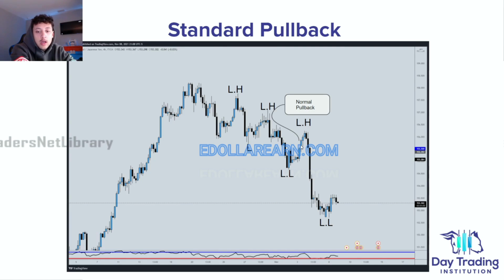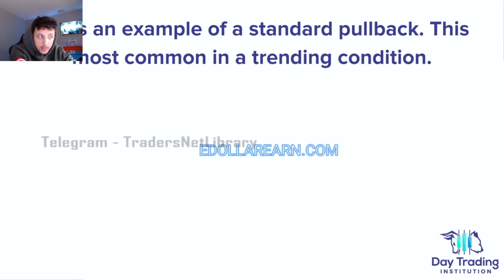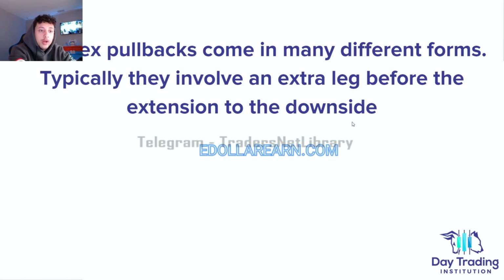Notice how price just went bullish and then right after that it went bearish. This is going to be our extension. Now notice how the previous extension price extended even further than that, forming a lower low. That's an example of a standard pullback. This is the most common pullback in a trending market condition.